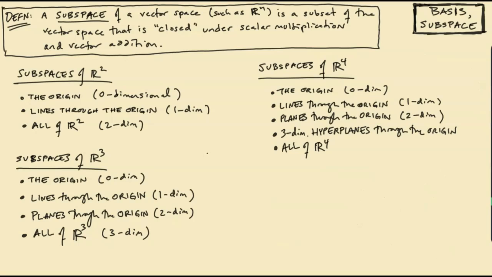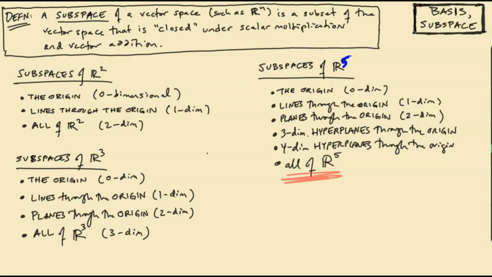And I'll bet you could come up with the subspaces of R5. Yep, it would be the origin. Lines through the origin would be the one-dimensional subspaces. Planes through the origin would be the two-dimensional subspaces. Three-dimensional hyperplanes through the origin would be the three-dimensional subspaces. Next, we would have four-dimensional hyperplanes through the origin, and finally all of R5.